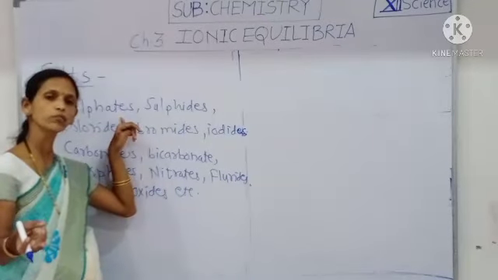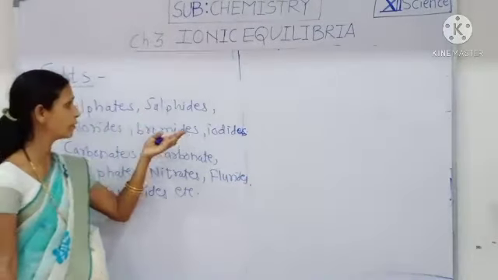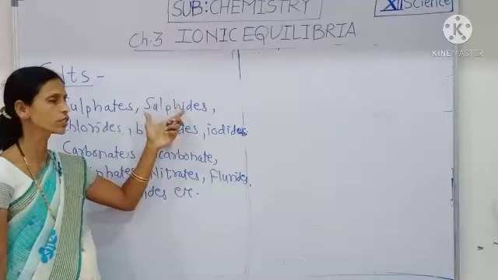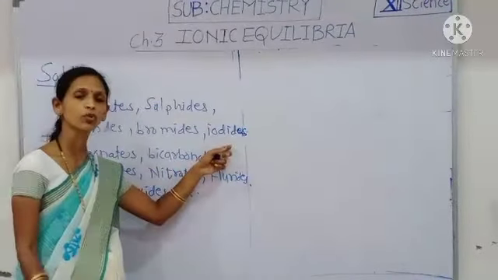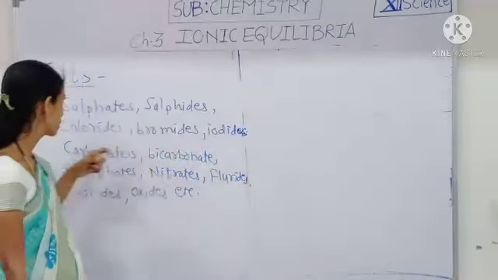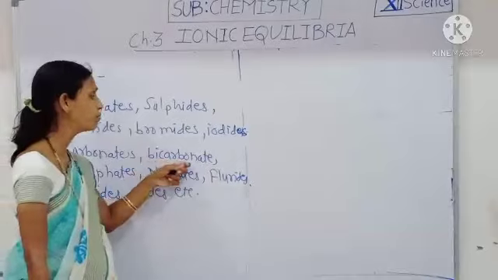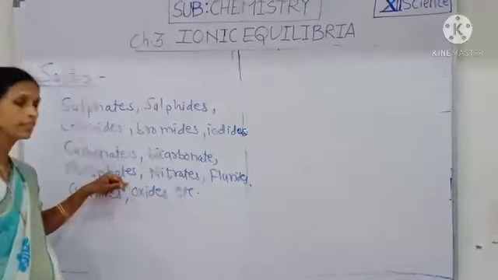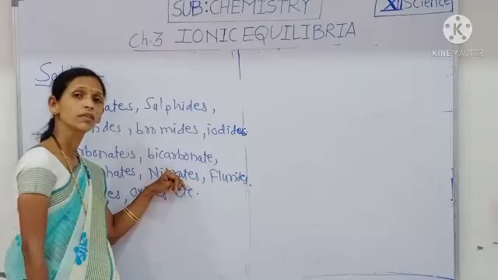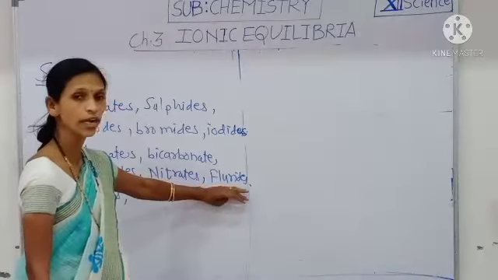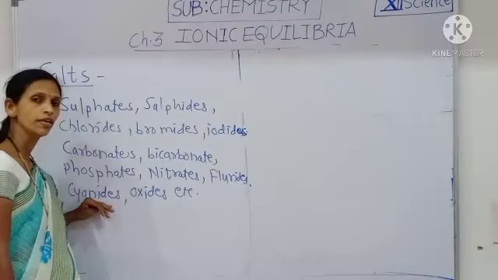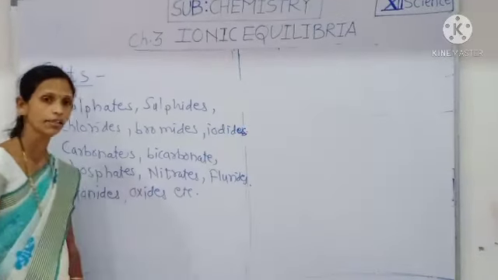Sulfates, for example, sodium sulfate, potassium sulfate, magnesium sulfate, zinc sulfate, barium sulfate. Sulfides: zinc sulfide, magnesium sulfide, sodium sulfide, potassium sulfide. Chlorides, bromides and iodides: sodium chloride, potassium chloride, sodium bromide, potassium bromide, zinc iodide. Carbonates: calcium carbonate, sodium bicarbonate, potassium bicarbonate. Phosphates: calcium phosphate, aluminium phosphate, zinc phosphate, magnesium phosphate. Nitrates: sodium nitrate, calcium nitrate, potassium nitrate, aluminium nitrate. Fluorides: sodium fluoride, potassium fluoride, magnesium fluoride. Cyanides: sodium cyanide, potassium cyanide, and the oxide form also.